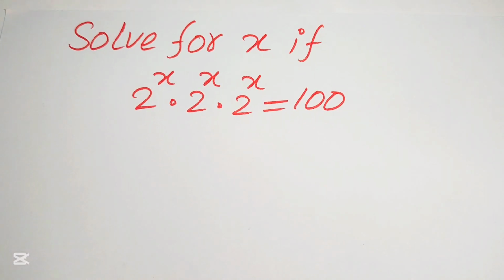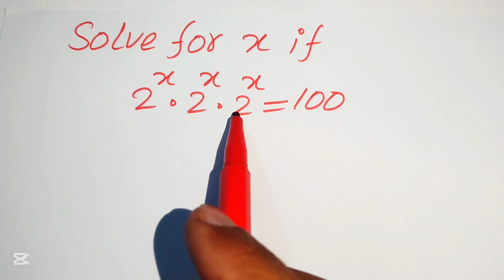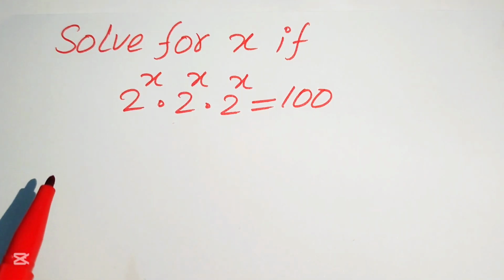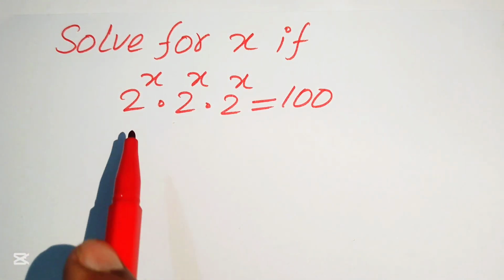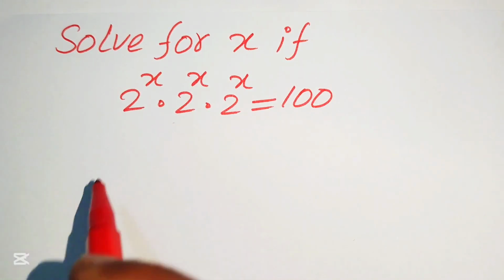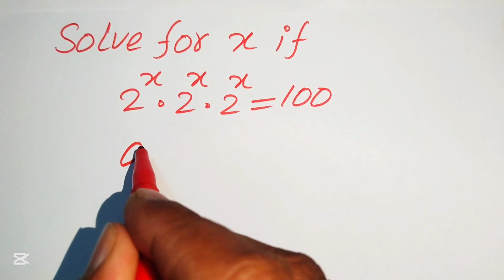So here we have 2 to the power of x times 2 to the power of x times 2 to the power of x equals 100, and we solve this problem for the values of x. First you see that we have three numbers multiplied by each other, and their exponents are the same, as well as their bases, so we apply this exponent law.